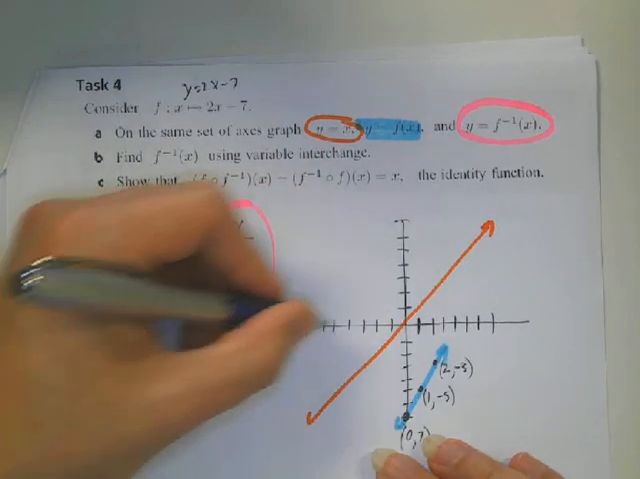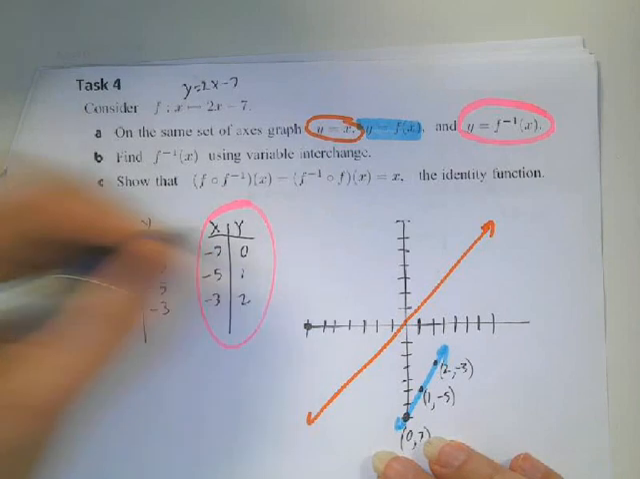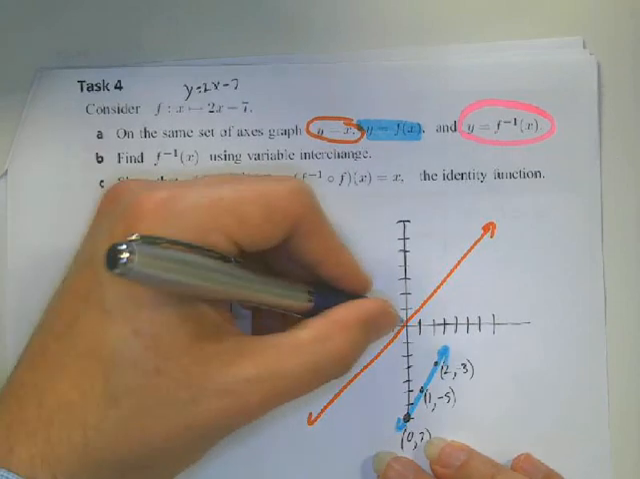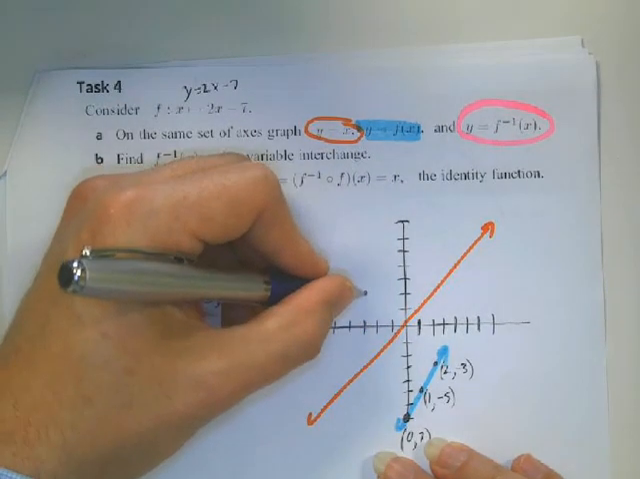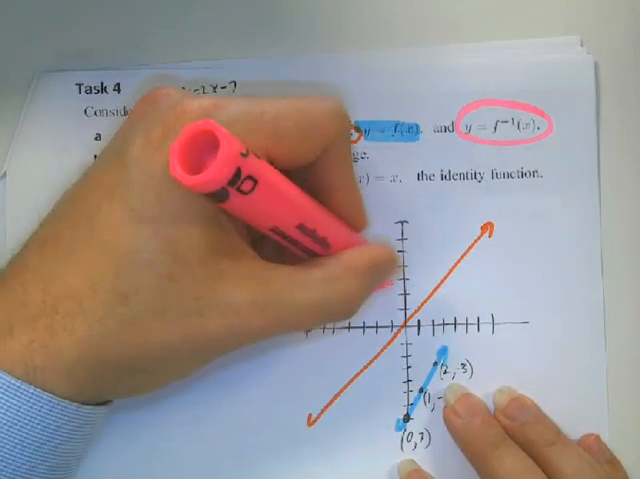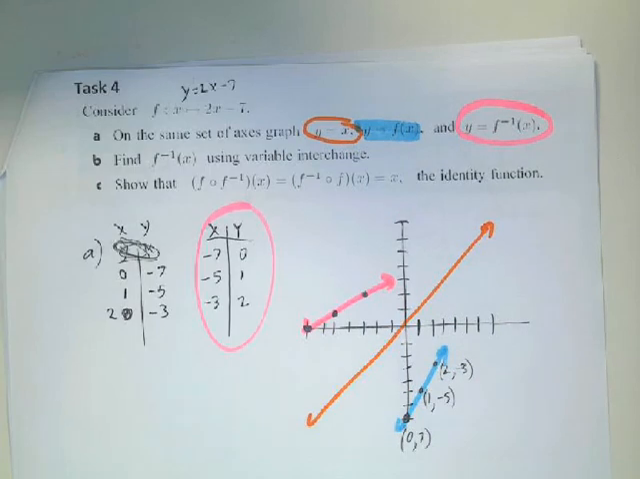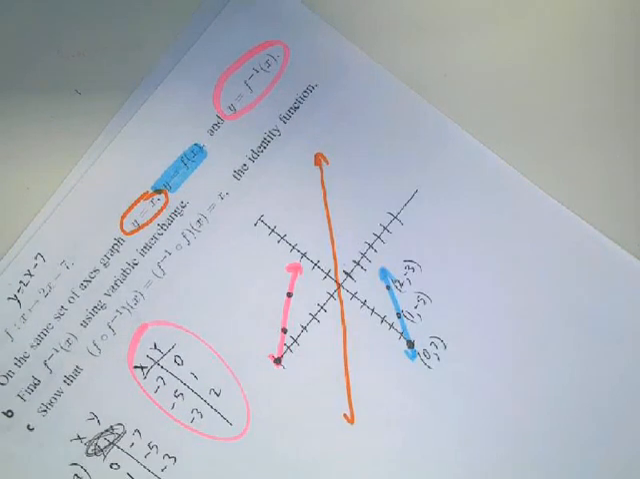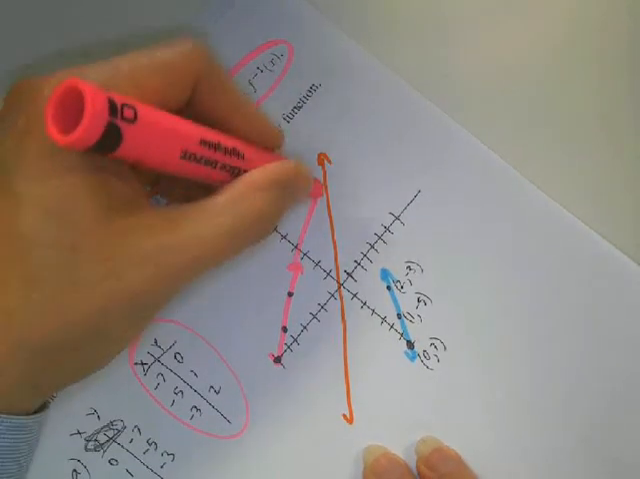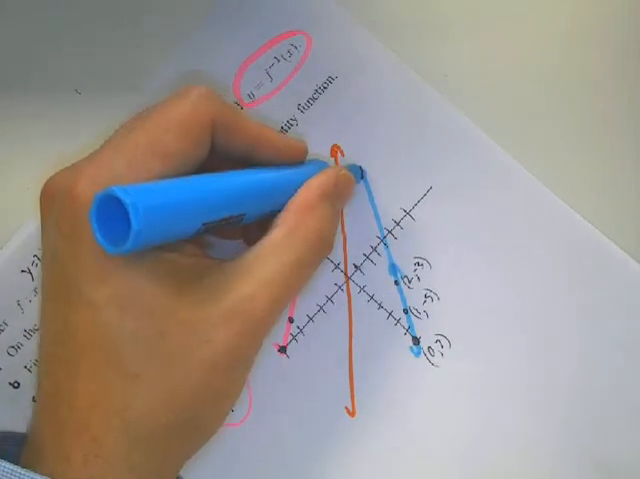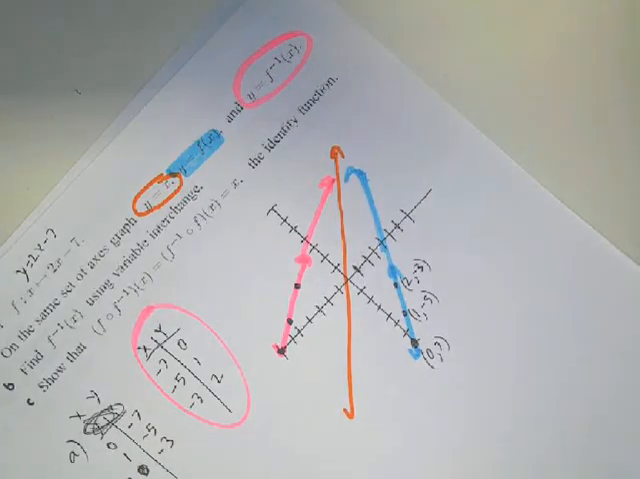Negative 7, 0 is right there. Negative 5, 1 is right there. Negative 3, 2 is right there. I can plot those points. And if I look at my graph, you can see it looks symmetrical with the orange line. I could draw this further, and you could see it even more. They should meet at the same spot. Okay.